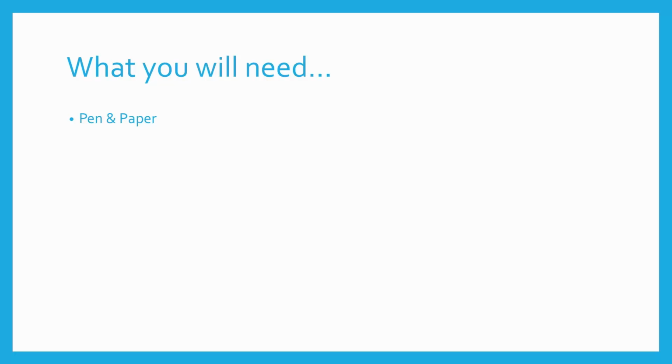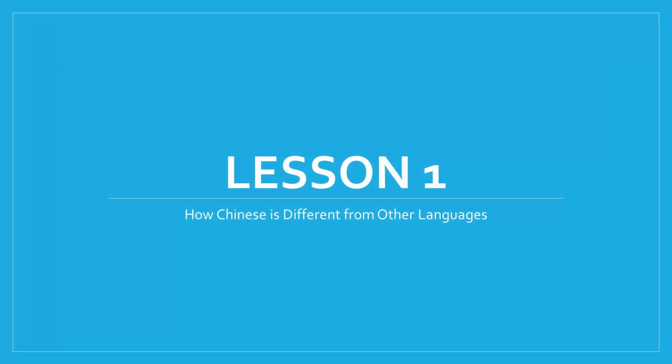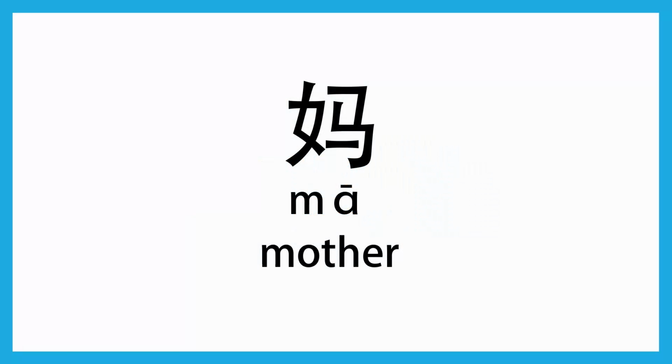So let's go ahead and look at our first lesson for today. We are going to look at how Chinese is different from other languages. So let's take a look at this picture right here. What makes Chinese really different is that we have a different writing system. In English, we use the alphabets. In Chinese, we do have this romanization, but it's only for pinyin. Pinyin is our sound system. Literally, it means to put sounds together. So if you look at it, you'll be able to pronounce that character.